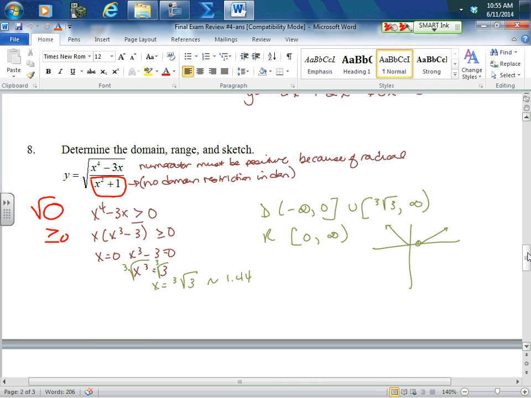This has its own little issue. This cannot be 0. But is there any number that I could put in for x that will give me a 0 in my denominator? No. So right now my denominator has no domain restriction. So therefore, my numerator has to have a domain restriction. My numerator has to be positive or greater than or equal to 0. My denominator is not going to affect this because we cleared him already.